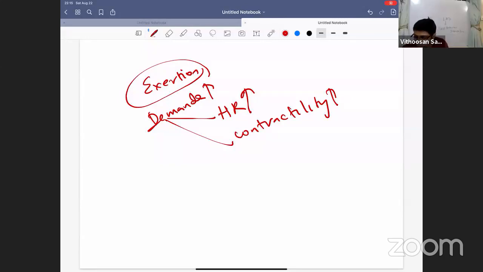So when the demand increases, whatever blood you get from the collaterals is not adequate now. They are adequate to meet the low demand at rest, but they are not adequate to meet the high demands when they are on exertion.